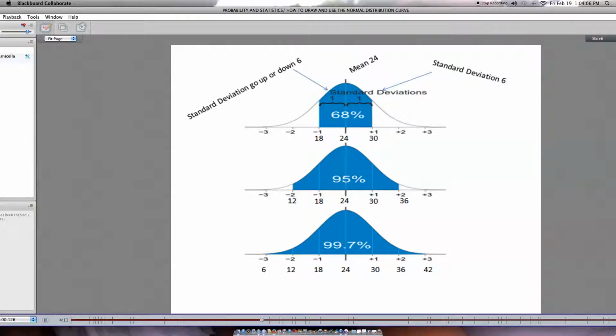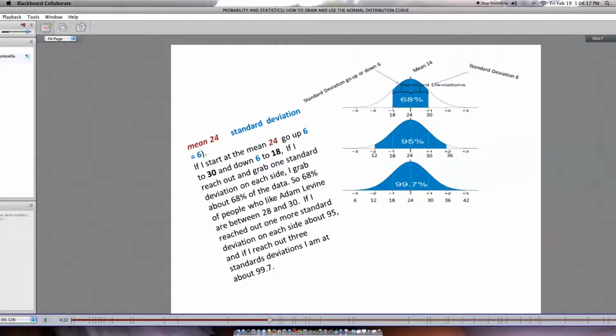And finally, if I move 3 standard deviations to the right and to the left, I'm gathering 99.7%. So that says 99.7% of the people who like Adam Levine are between the ages of 6 and 42. Now, I don't know if that's true. I just made up those numbers, by the way.